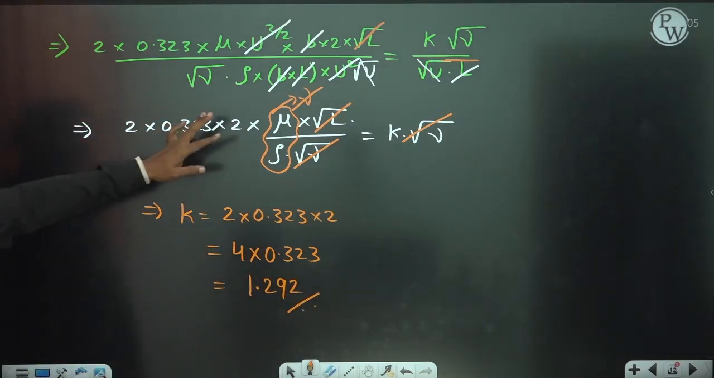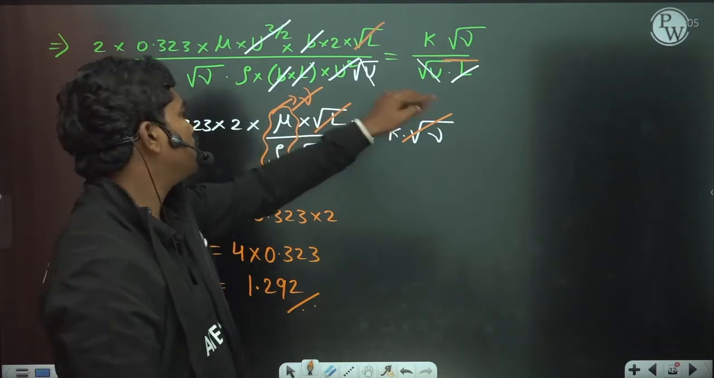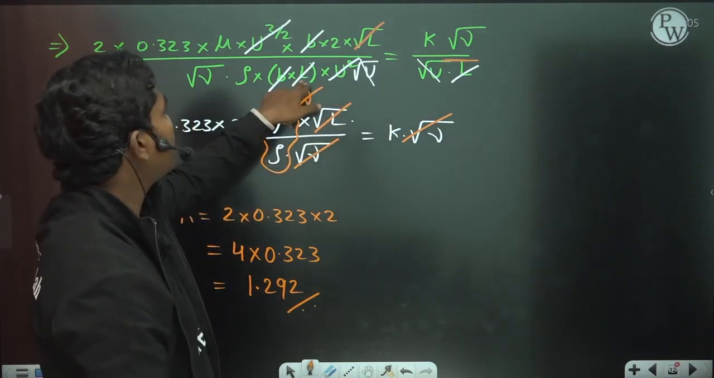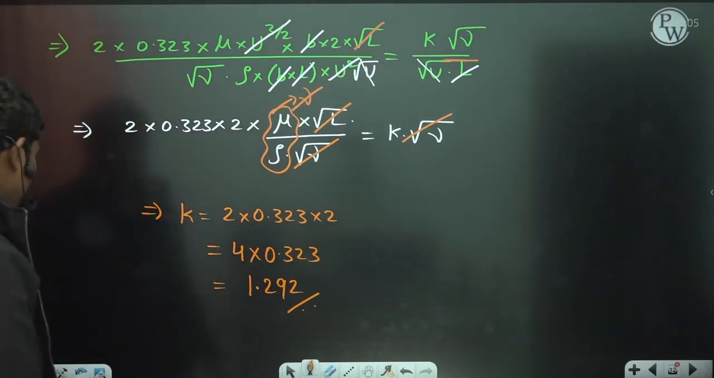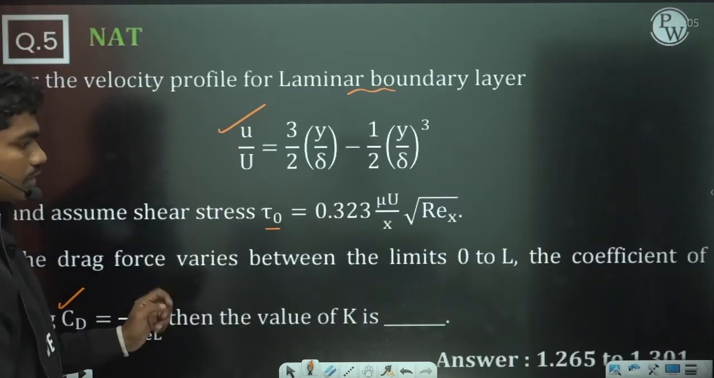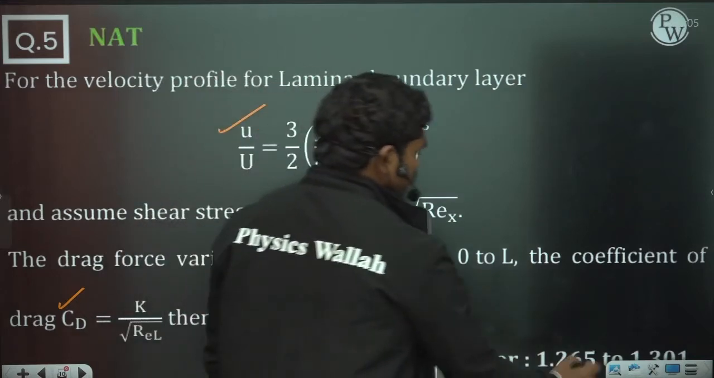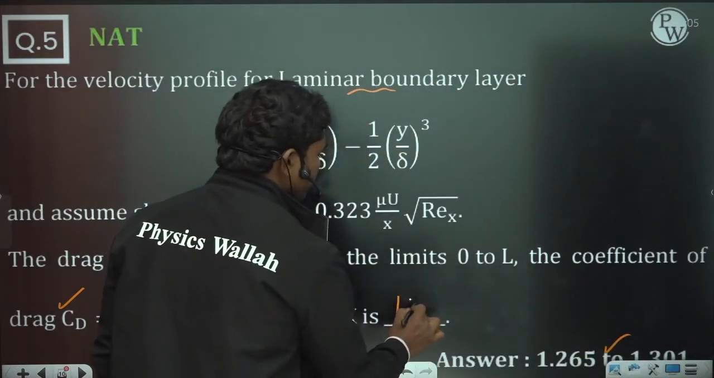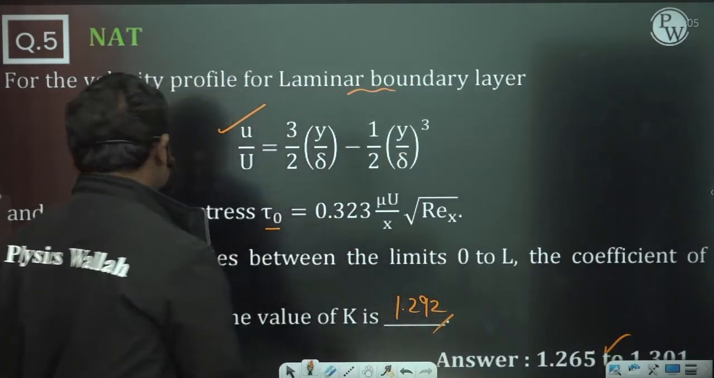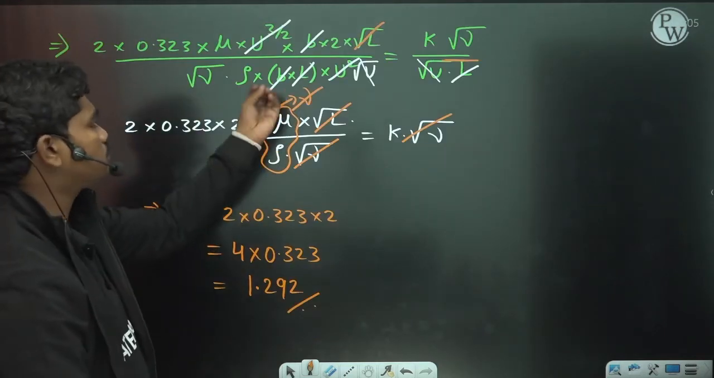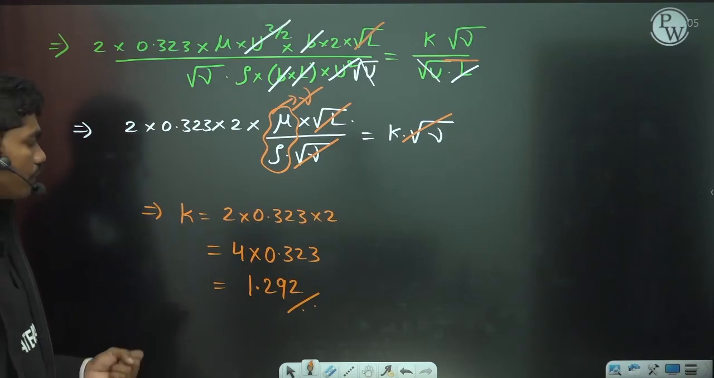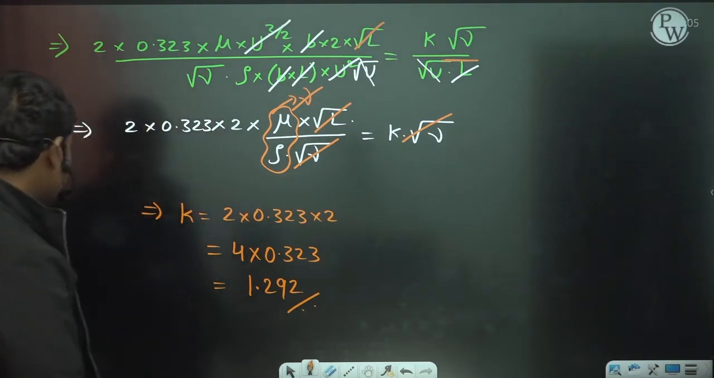Basically we have equated that, but because of missing this square root here, we actually missed this L. So that's why root L gets cancelled, and 1.292 is the coefficient of drag that we have. 1.292 is within the range that is given. So when you are writing these square roots and all, you need to be a little careful here. Just from the basics, after a small calculation, you can get the value of k directly. Okay, so let's go for the next question.